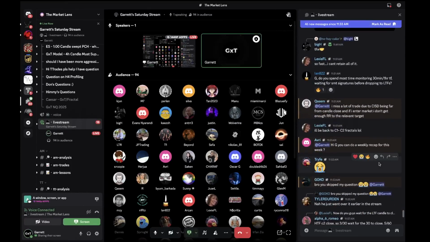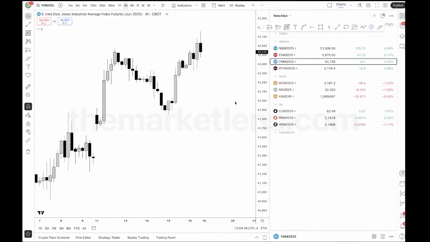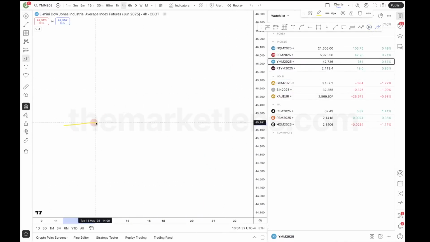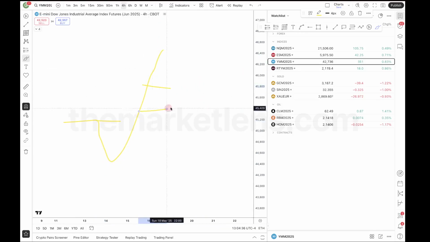I miss a lot of trades due to the CSD being far from candle close, and if I enter market, I don't get enough RR. I miss a lot of trades due to the CSD being far. Oh, I see. There's a couple different things you can do. So let's say this is your CSD like this. I know what you're talking about. Maybe there's a fair value gap here. You could enter on the fair value gap, because the reversal is already confirmed. So if there's a fair value gap, you can enter on that.